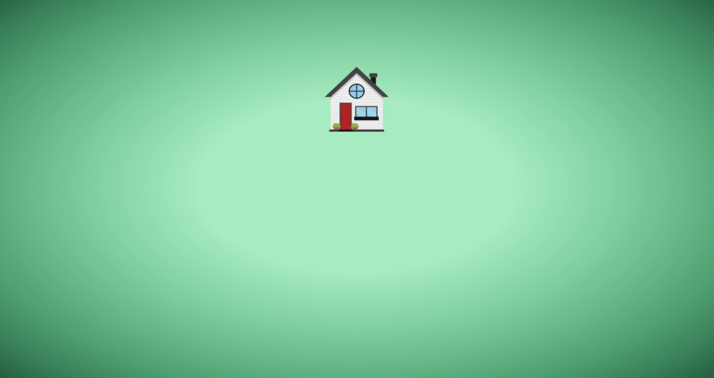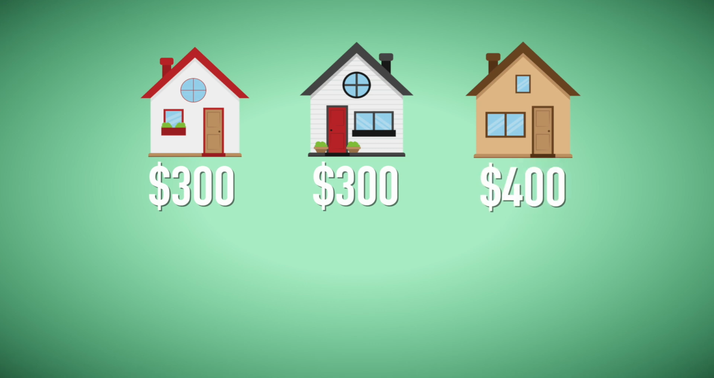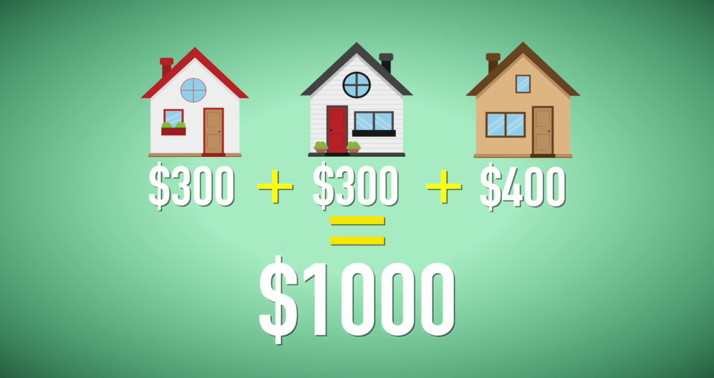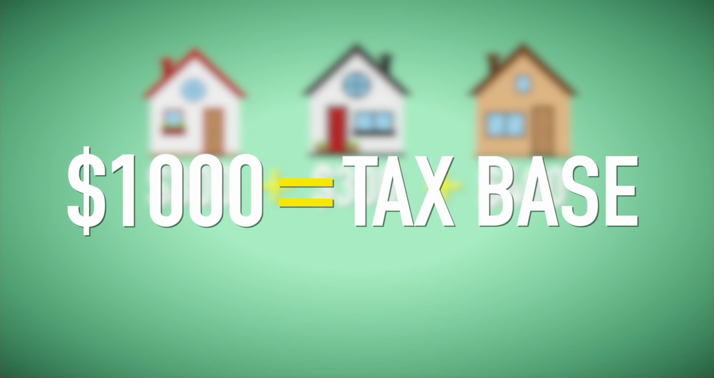Let's say we have a fictional town with 3 houses in it. At the start of the year, 2 of those houses are worth $300 and 1 is worth $400. Now, we're going to add up the total property values of all our houses. That comes to $1,000. That's what we refer to as our tax base. Now that we've defined our tax base, let's see how assessment growth factors into all this.